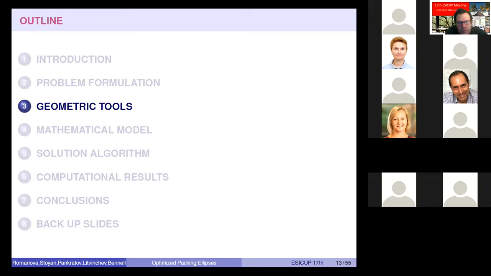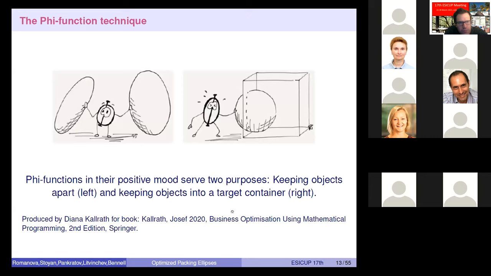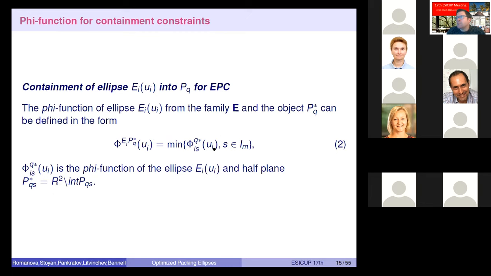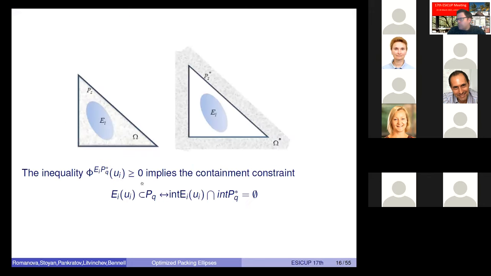And as usual, to describe the containment and distance constraints, we use the phi-function technique. You know that it is a continuous and everywhere defined function, and this function in the positive mode serves two purposes: keeping objects apart and keeping objects in a target container. For this particular problem, we define functions that describe containment of an ellipse into a disconnected polygonal region, and containment of an ellipse into a convex polygon, using special classes of phi-functions. And we say that non-negative values of this function imply a containment constraint.